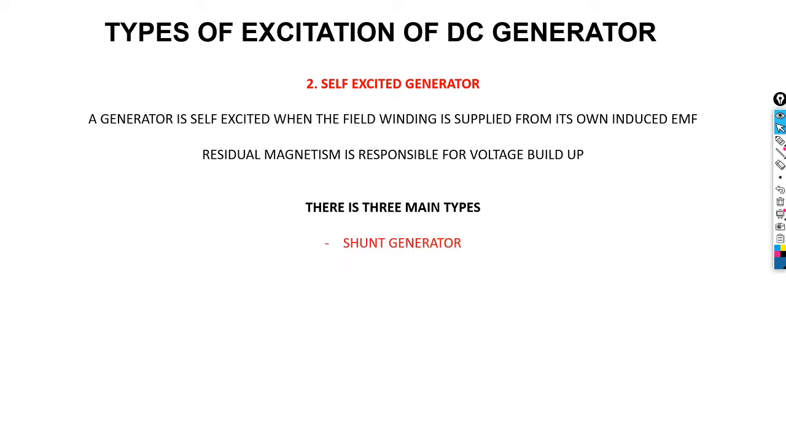Okay, and then you have the series generator, and as well your compound generator. These will be the 3 types of connection that you can do for a self-excited generator. It means we don't need any external source for us to produce flux. Once we produce flux, then we come with a mechanical source to rotate it and induce an EMF.